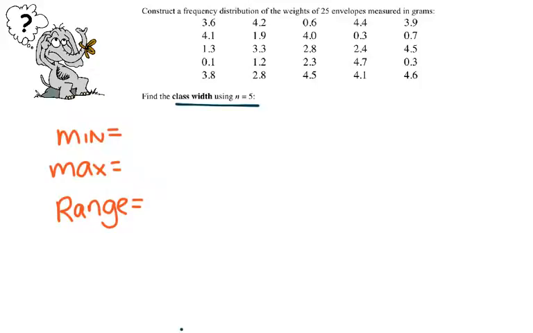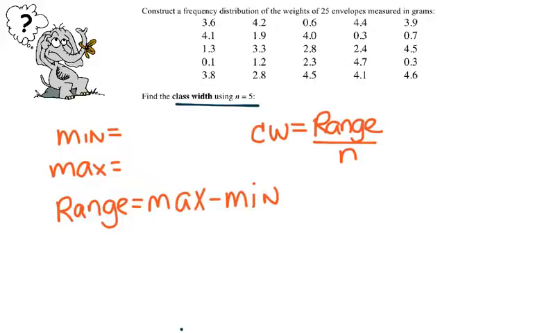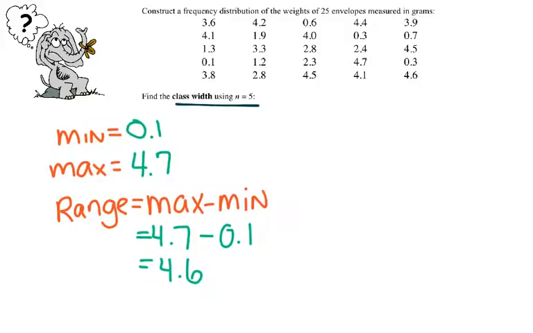We put all of these values in our graphing calculator, and then we go to Stat, Sort A, and we'll sort L1. This helps us to identify the min and the max so that we can easily calculate the range. If you need more details on that, refer to the previous video. So the range is equal to the maximum minus the minimum. The minimum of this data set is 0.1, and the maximum is 4.7. So I subtract the two, and I get a range of 4.6.